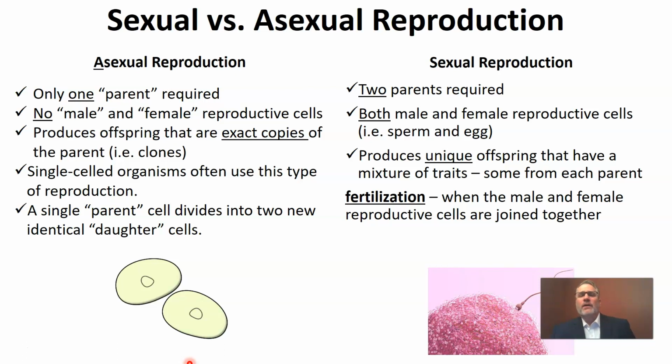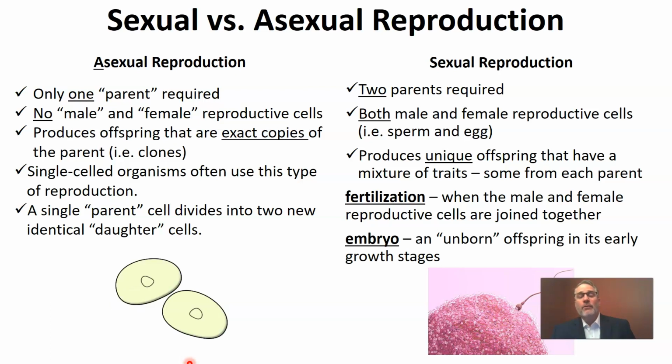When we talk about sexual reproduction, there are some specific things that we need to take a look at. One of them is fertilization. Fertilization is just going to be when the male and female reproductive cells are joined together. That moment they unite, we would say that constitutes or represents fertilization. And another vocabulary word we need is one that we've seen before when we studied seeds: an embryo is an unborn offspring in early growth stages. So these are two words that we'll need.